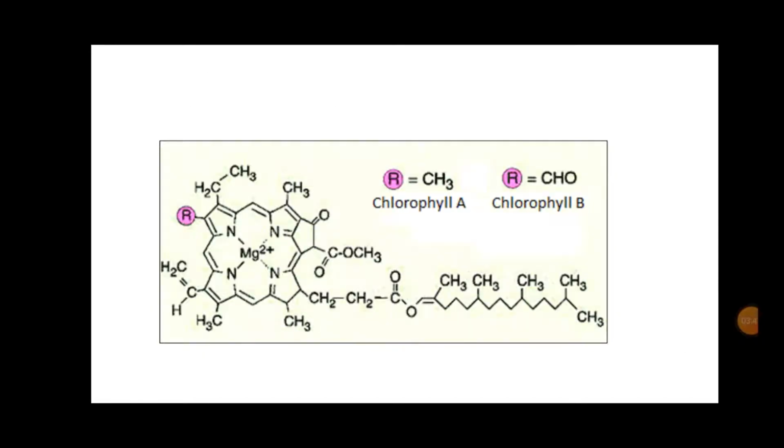Here you can see the structure of chlorophyll. Centrally present is the magnesium atom. Chlorophyll A contains a methyl group at C3 position and a formyl group at C3 position in chlorophyll B. It contains a carbomethoxy group at C10 position and a phytol chain which is at C7 position.